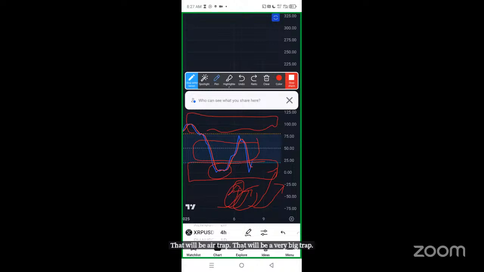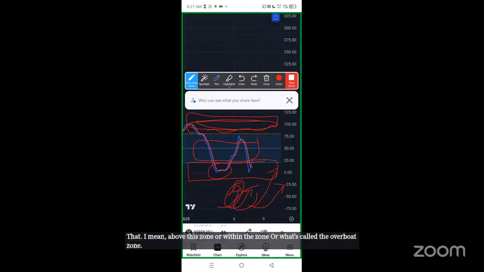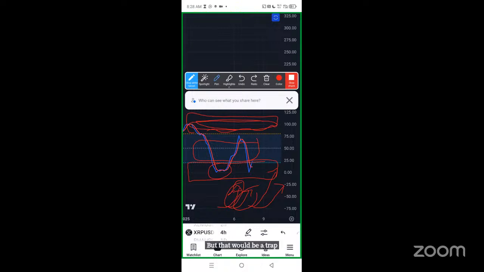The blue line can cross over the red line above this zone, or within the zone, or what you call the overbought zone. But that would be a trap. It will be short-lived. It may not be the best for you to make entry.